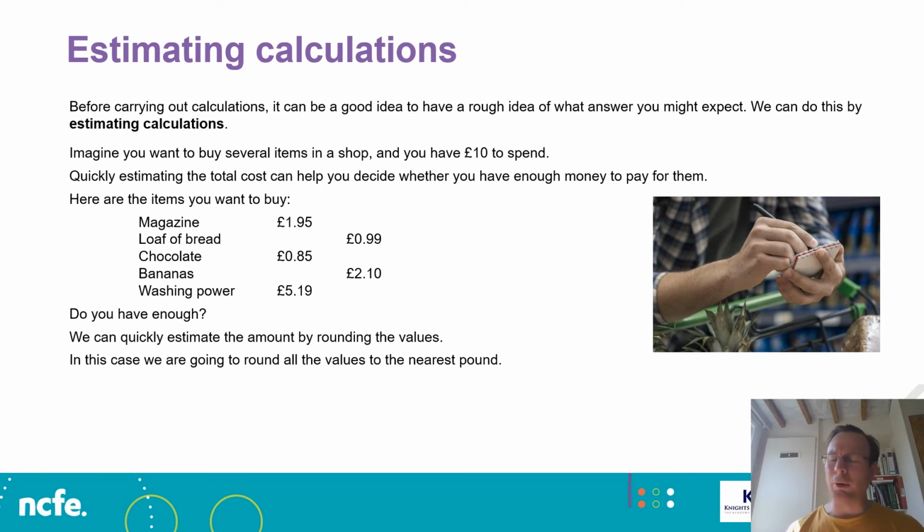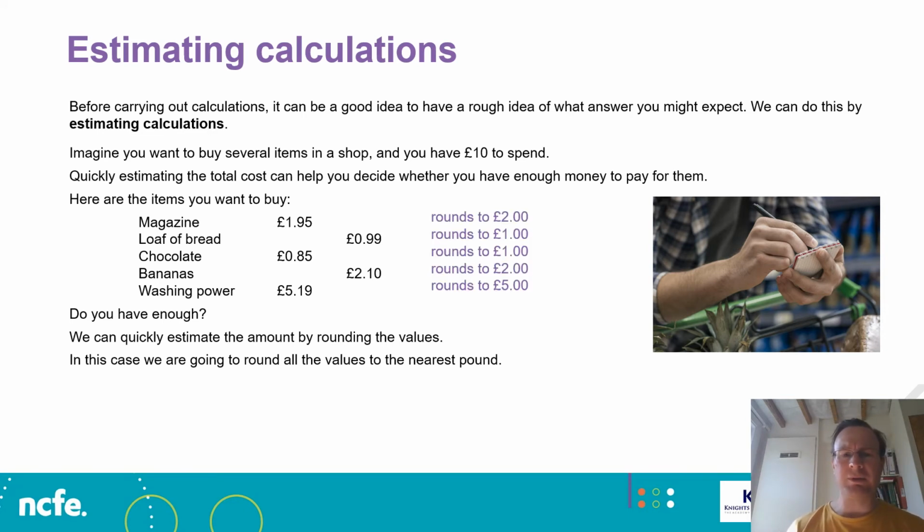And certainly in shops, this is usually quite easy to do, because often prices are quite close to their nearest kind of place value, aren't they? So you often see things rounded up to £1, or rounded up to near £2 or £3, or near £10. So here we've got some items that are getting towards that sort of rounding up. We're going to round everything up to the nearest pound.